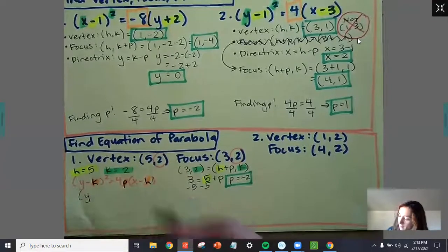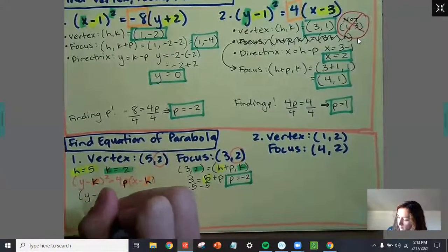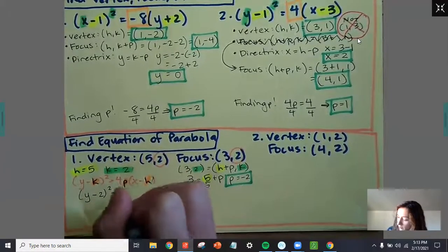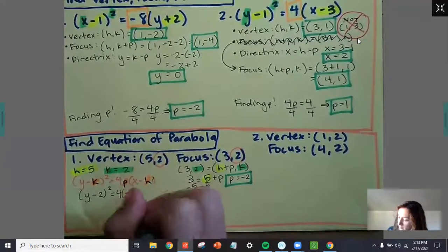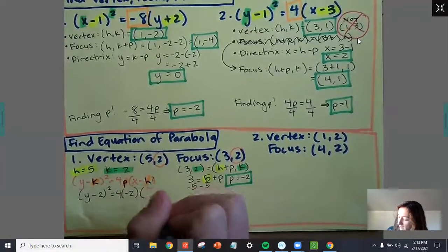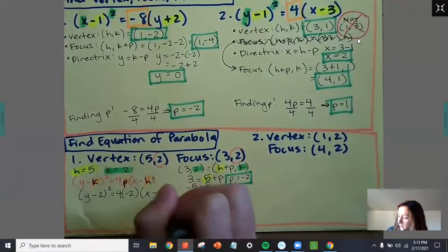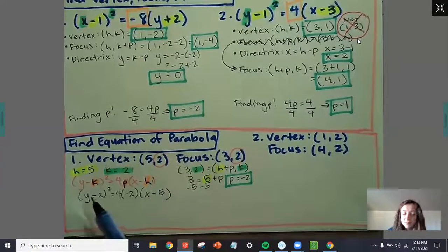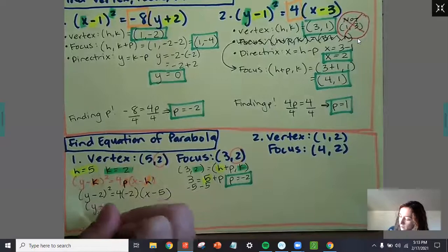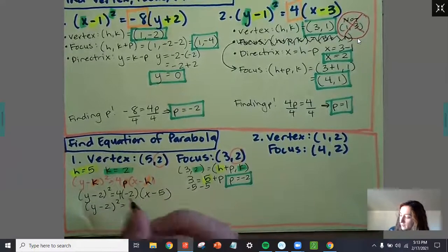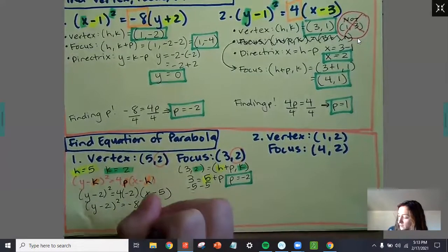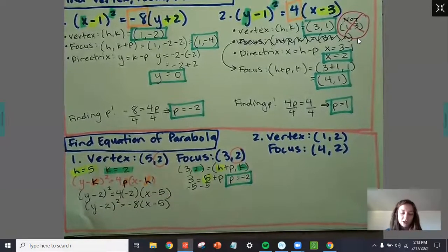We're going to have y minus k, so y minus 2 squared, equals 4 times p. P is negative 2. And then times x minus h, so x minus 5. Just going to do some simplifying. So we have y minus 2 squared. And then 4 times negative 2 is negative 8. So this is the equation of my parabola.